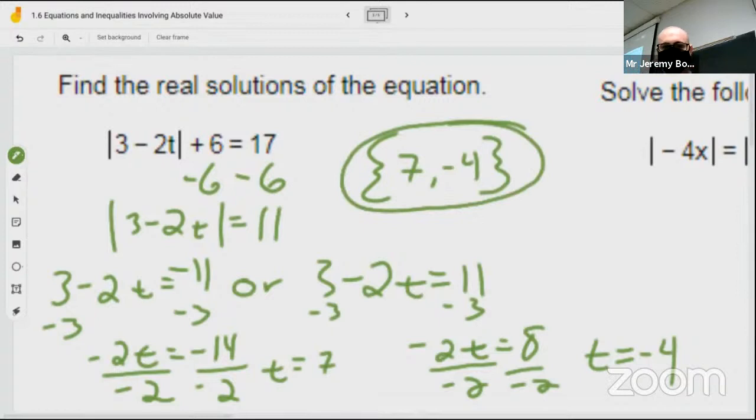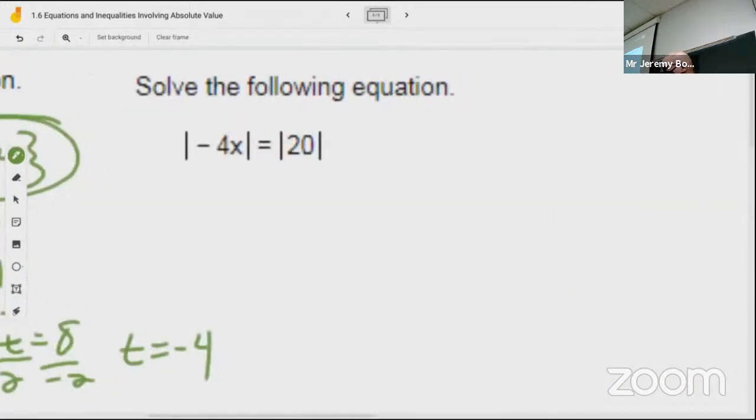Any questions on that problem? No? Look at this next one. I have the absolute value of negative 4x is equal to the absolute value of 20. What do we want to do first there? Anybody got an idea?